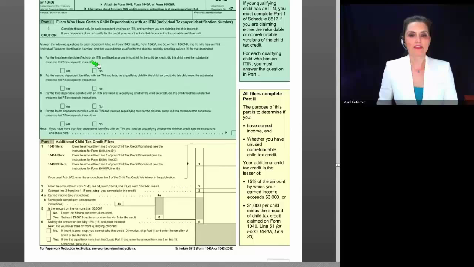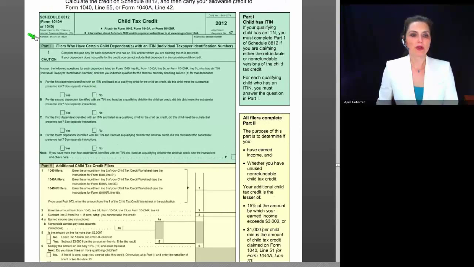How do you calculate the credit? Well, firstly, there's Part 1 of the form, and Part 1 only applies if you are preparing a tax return for an individual who is claiming a dependent who has an ITIN. With the earned income credit, you cannot award earned income credit to a child who has an ITIN. That child must have a valid Social Security number. But that rule does not apply to children for the additional child tax credit. A child can qualify for the additional child tax credit with an ITIN. They don't have to have a Social Security number for the additional child tax credit.